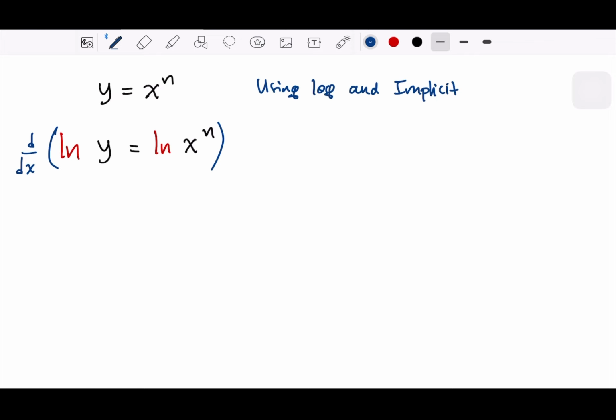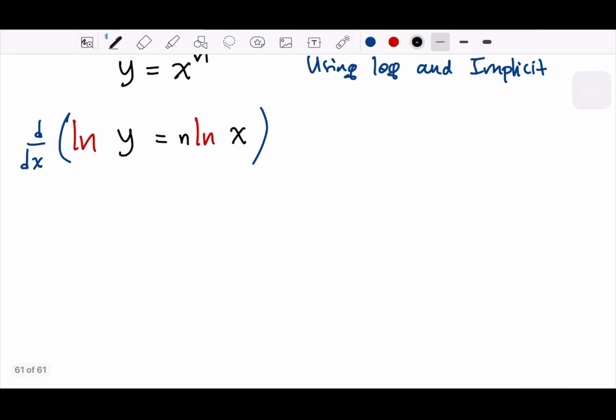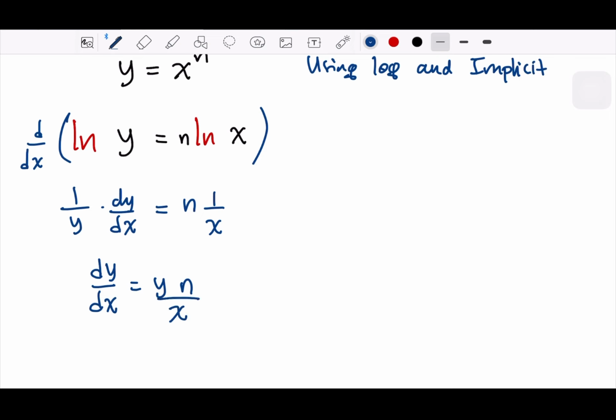So ln y becomes, or maybe let me write the n and move n here. And n is just a constant, any real number. So ln y becomes 1 over y, and don't forget to add dy over dx. And this will be n multiplied by 1 over x. So dy over dx is equal to y times n over x. And y is x to the power of n, so this will be equal to n x to the power of n minus 1.